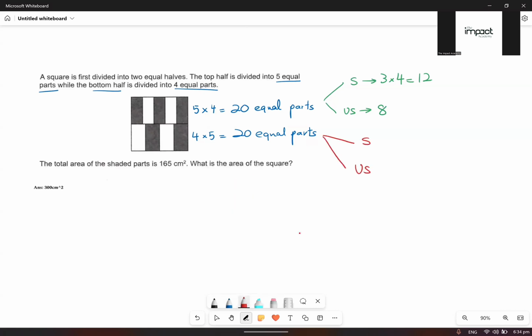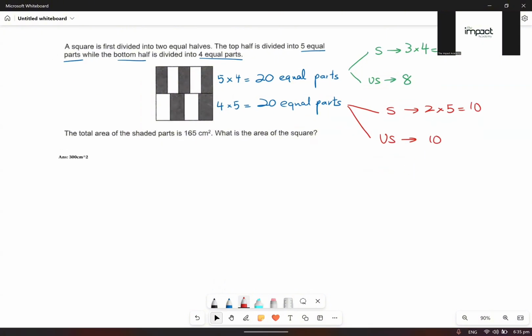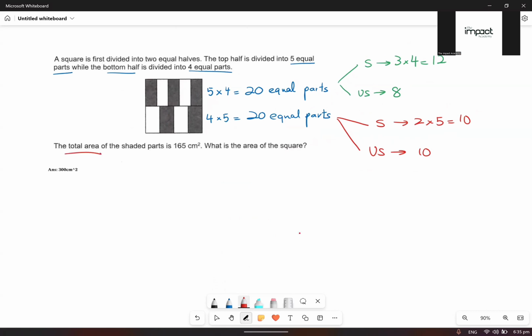Shaded? Unshaded? You can also tell me. 2 shaded, right? So 2 times 5. Actually it's half-half, you see, half-half. 2 and 2 at first, right? Now it's also the same, 10. Can you understand? So, you know how to do it? Very good. 12 plus 10 equals to 22 parts. Am I making sense? Right?